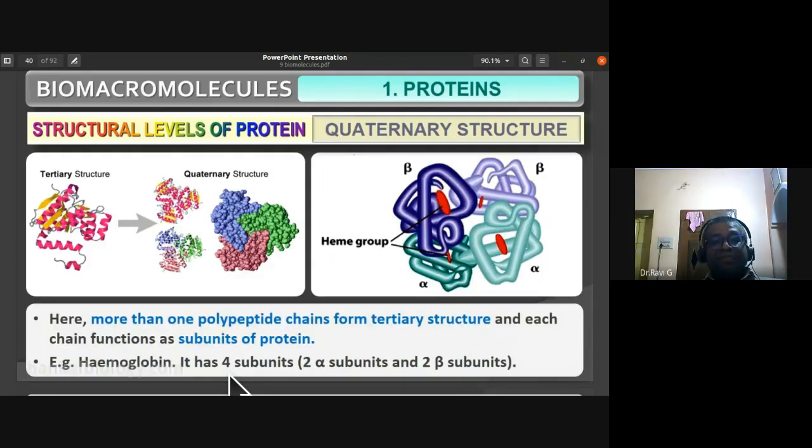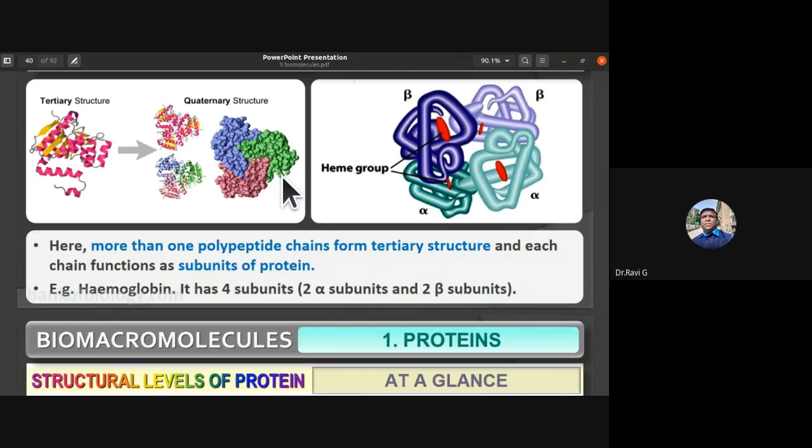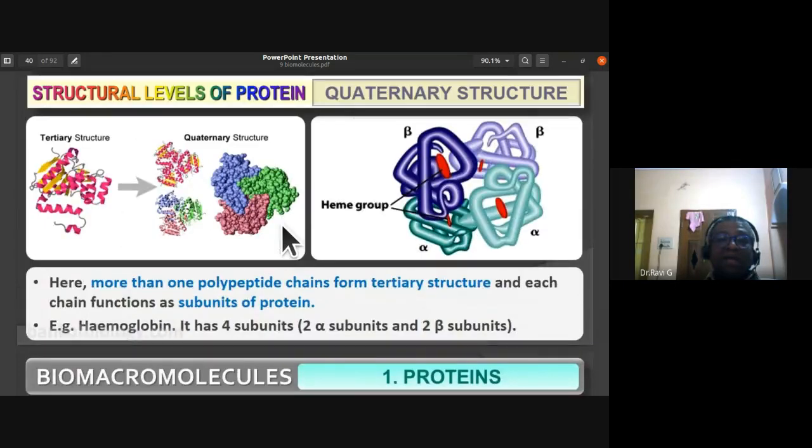Then the quaternary structure. What you notice here is that more than one polypeptide chain forms a tertiary structure, and each chain functions as a subunit of the protein. You can notice in this quaternary structure more than one: there is one which is blue in color, another which is green in color, and one more which is pink in color.